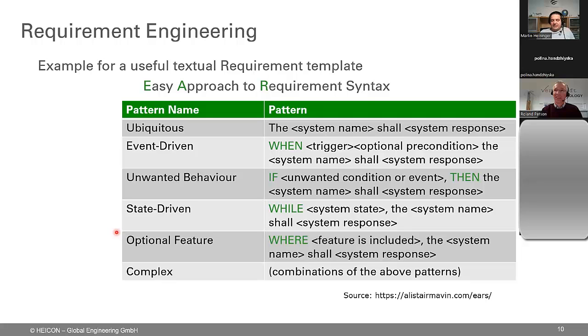Writing textual requirements in a structured way, as the standards want to see this. Yeah, Alistair Maven is a perfect example to write requirements. We have here a requirements pattern, templates for writing requirements. If a condition occurs or event, then the system in an active sentence shall, which is a keyword, do something.